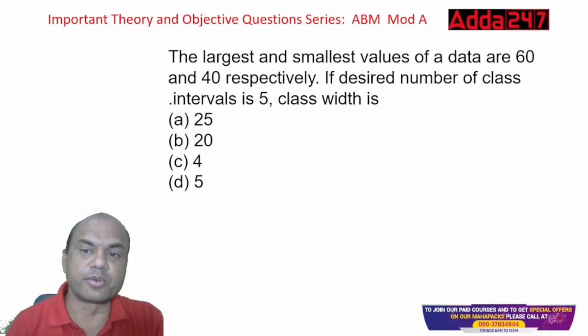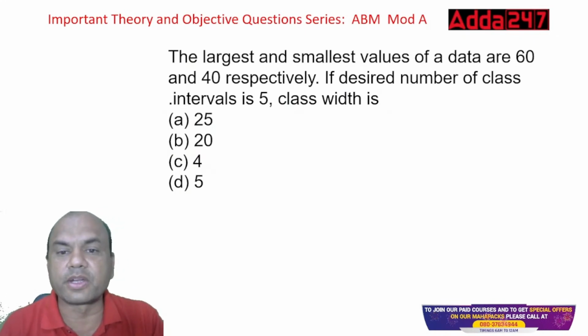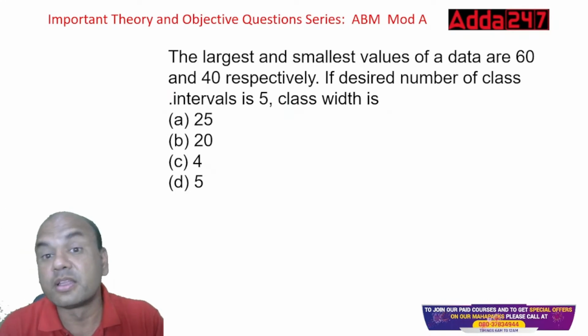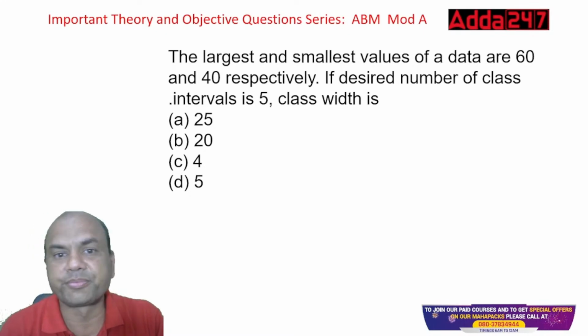The largest and the smallest value of a data are 60 and 40 respectively. If the desired number of class intervals is 5, find a class width. This is a separate question, from chapter number 3, module A.